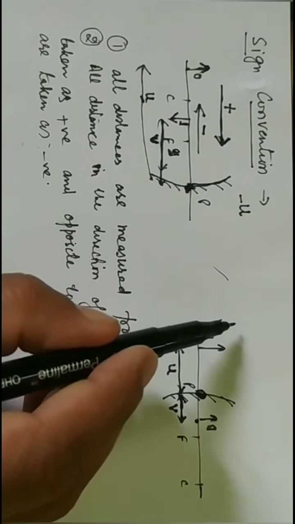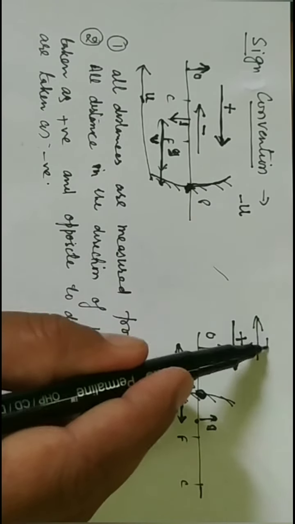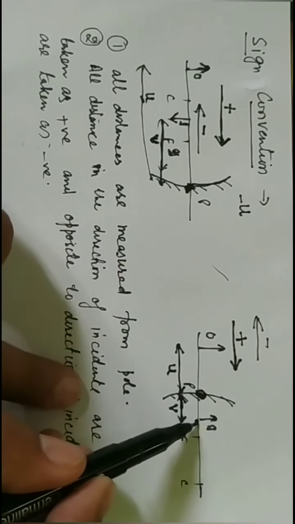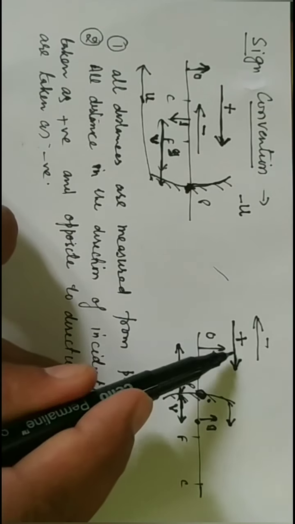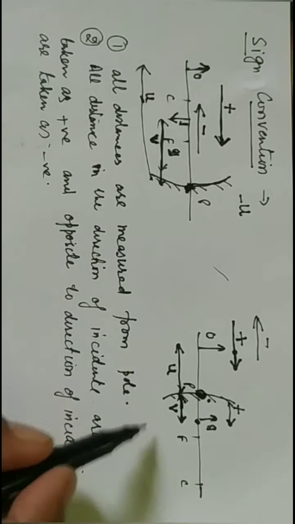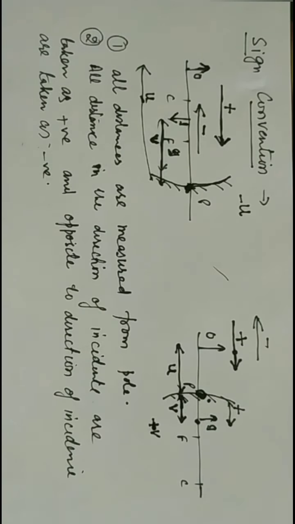Now first you see the direction of incidence. Opposite to the direction of incidence is taken as negative. Now see here, from the pole you want to measure the distance of the image. So from the pole you are moving in this direction. It is the same as the direction of incidence, so it is taken as positive. So here the image distance is positive v. So this is the meaning of the second rule.